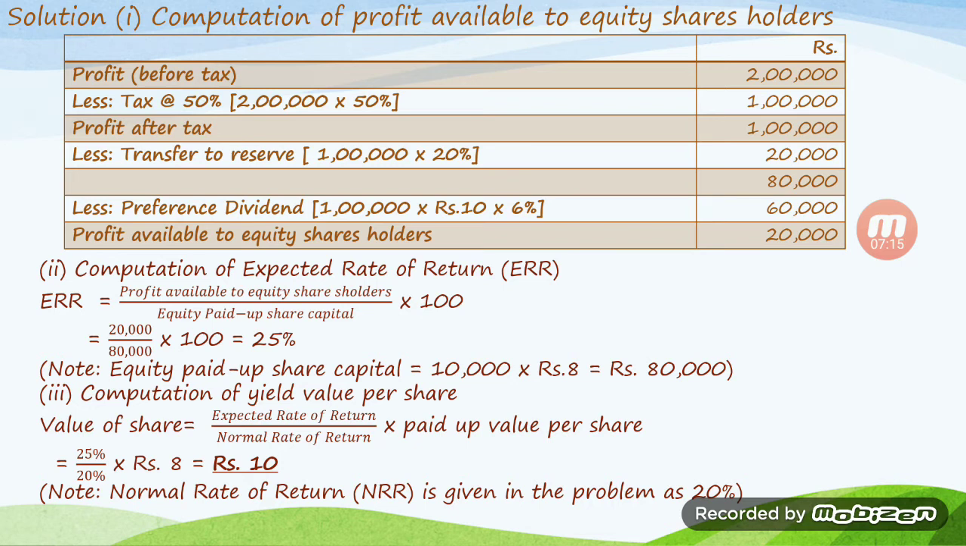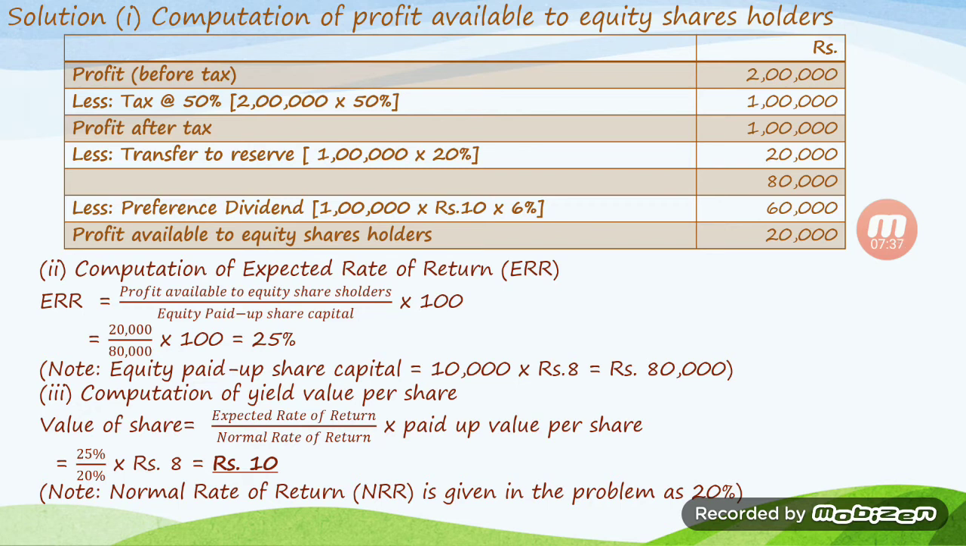Preference dividend: the number of preference shares is 1 lakh and each share costs rupees 10. Then it becomes 10 lakh, on which 6% will be the dividend rate. It becomes 60,000. Deduct 60,000 from 80,000. Then the profit available to equity shareholders is 20,000.